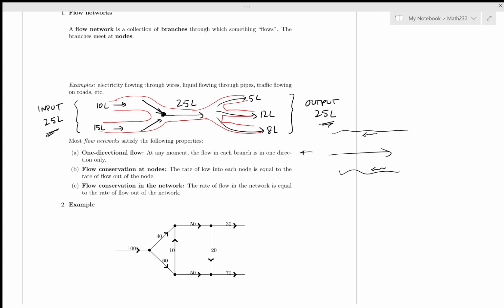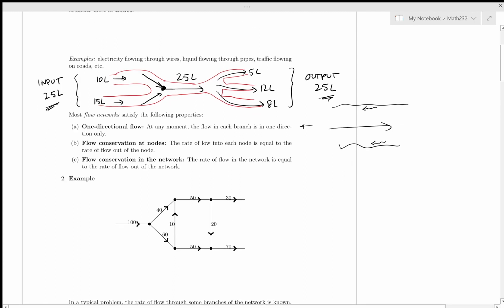Okay, so we're going to take an example here. We're looking at 100 liters coming in. So this could be a number of cars, liters of a liquid, or current in an electrical circuit. It doesn't really matter. We're looking at 100 something in, so I'm just going to say 100 in. The units will, of course, depend on the type of physical problem that you have.